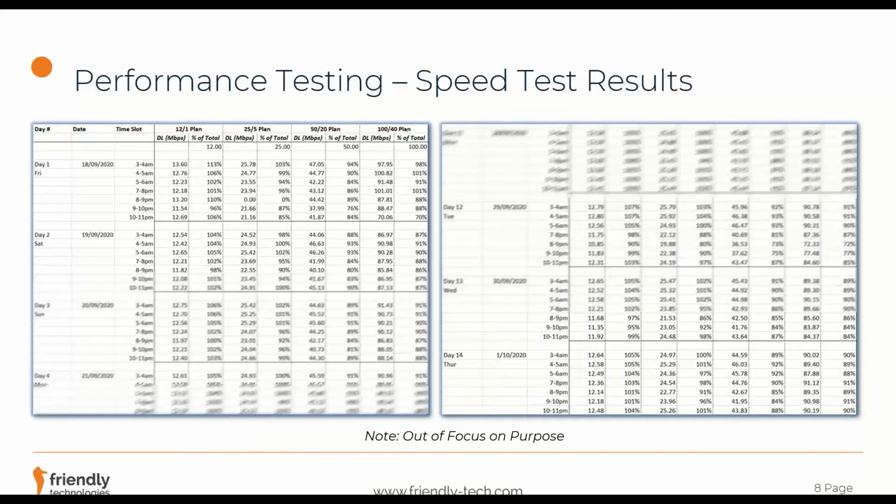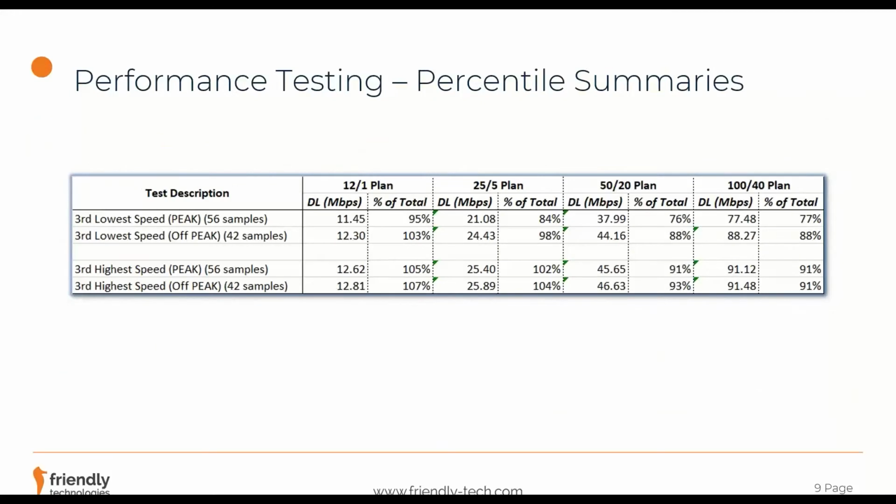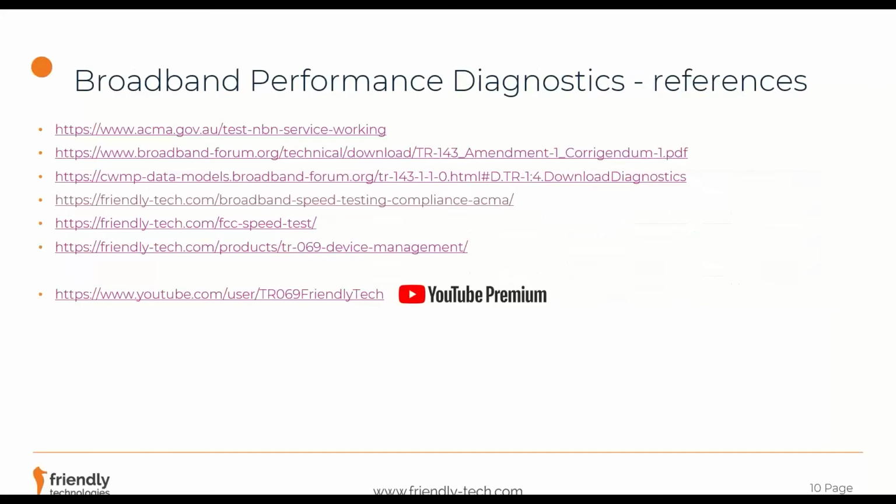So getting the outputs of this into some reports, you may have thousands and thousands of test results, and those can be summarized into your different speed plans, looking at whether you are achieving the 80% plus results out of your speed testing. This gives you a bit of an idea of what the percentile summaries could be, and whether you are meeting them. This is like the third lowest speed test result out of a whole bunch of 14-day samples, so it gives you a very good idea of how you're doing.